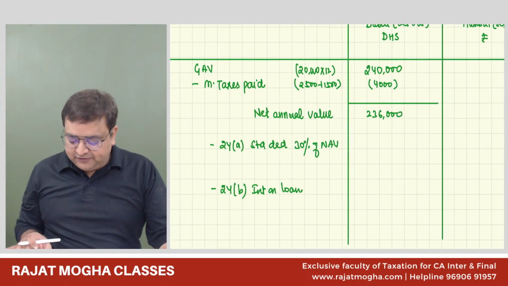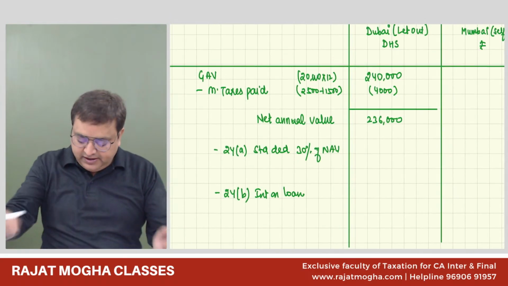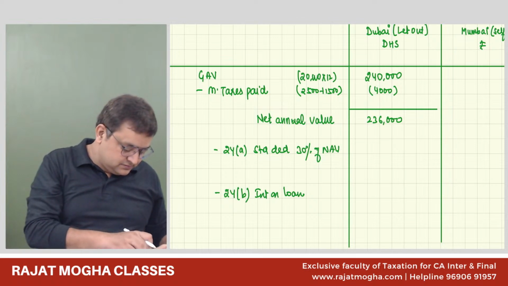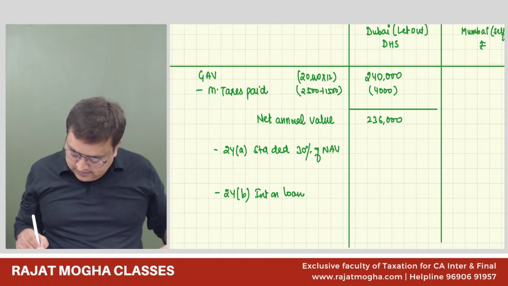We are calculating first for the Dubai house, and 30% of the NAV you can deduct. That is 70,800.